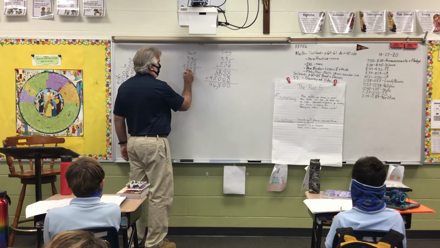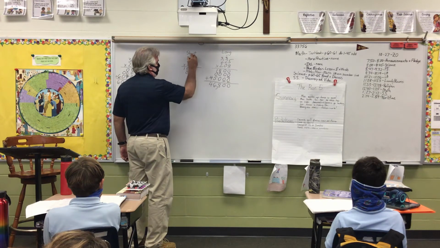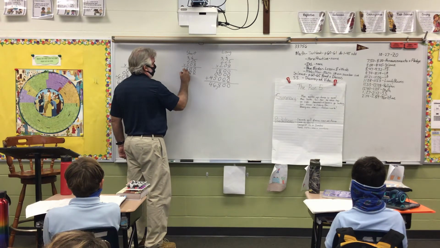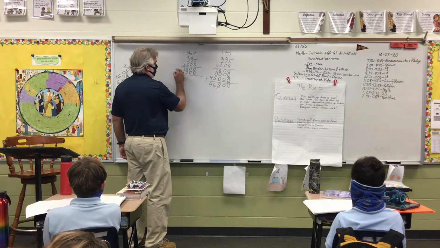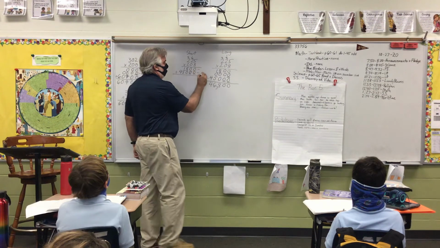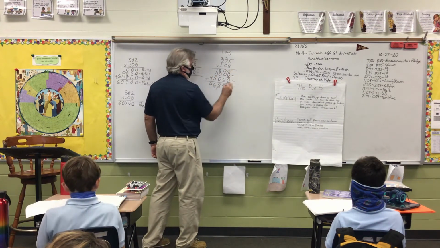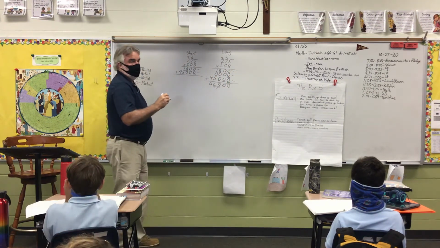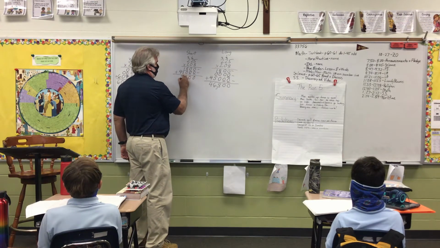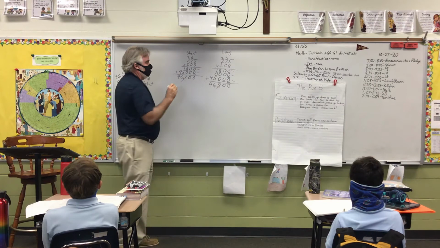2 times 5 is 10. 2 times 4, or 2 times 2 is 4, plus 1 is 5. 2 times 2 is 4. I only have how many partial products? 2 partials. Over here I had 3. Okay? So now I add, and I end up with the same answer.